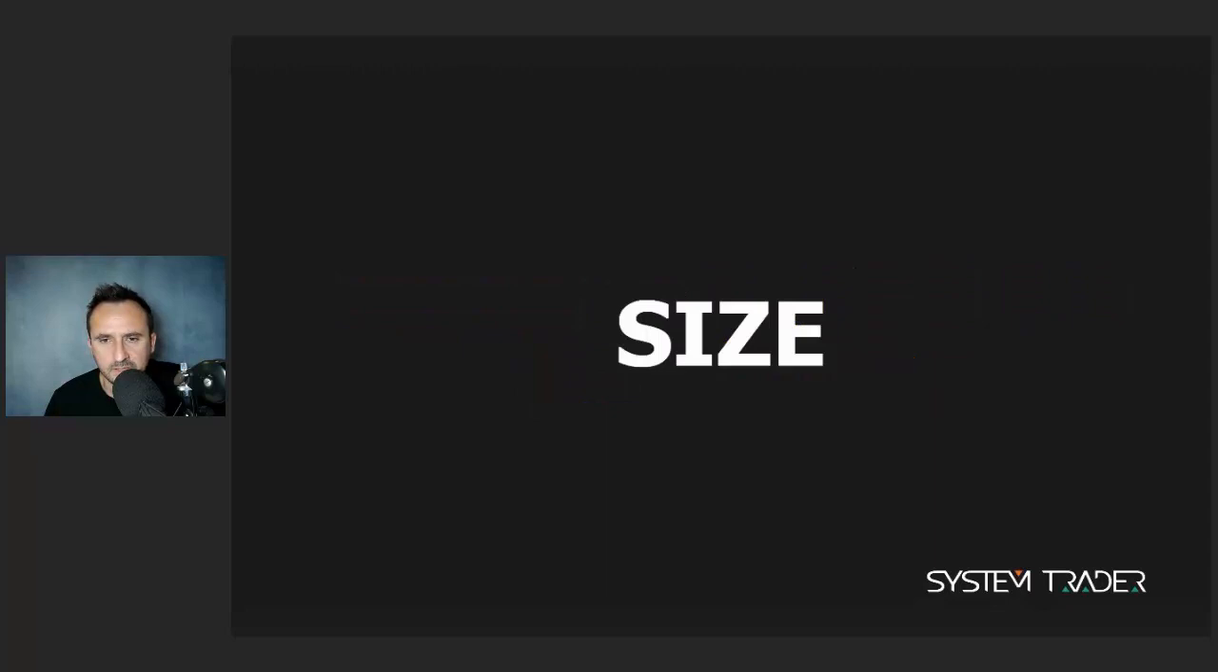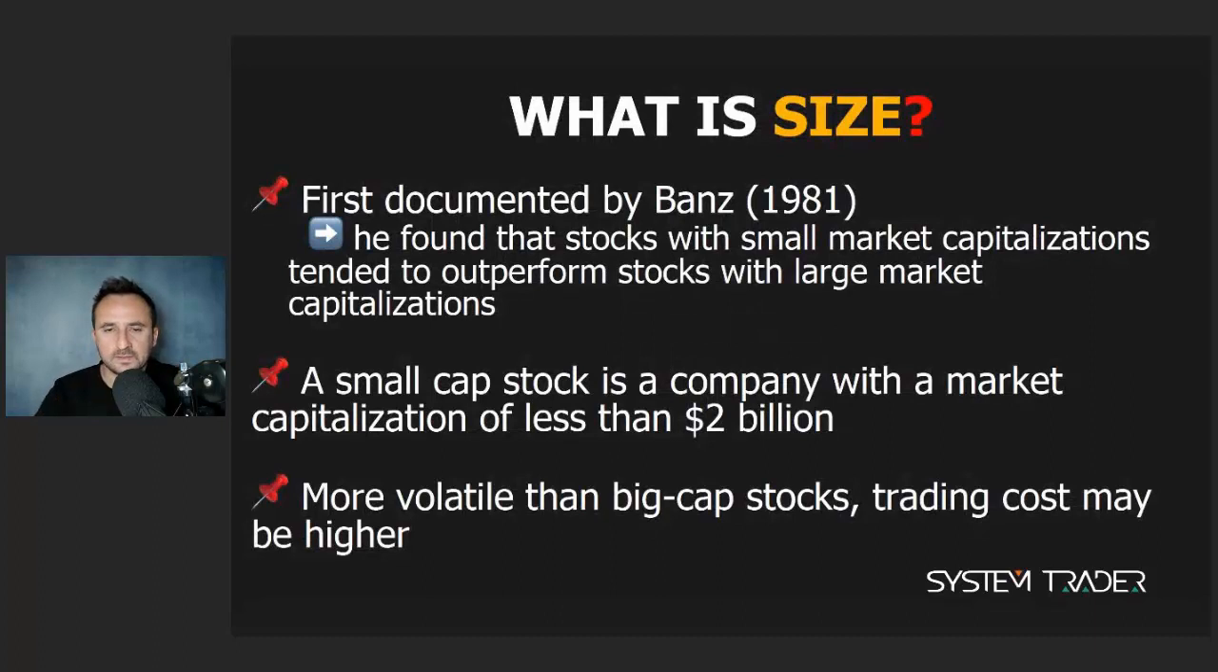The first factor I would like to mention here is size. And what is size? It was first documented by Mr. Barnes in 1981, and he found that stocks with small market capitalization tended to outperform stocks with large market capitalizations. So if rather than buying large companies, we buy stocks with small market capitalizations, then we have a chance to get a better return.